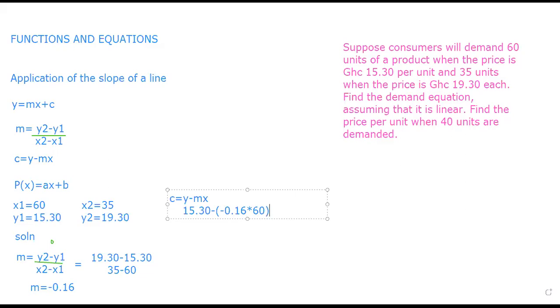So what do we get for C? 24.9. You check, it is negative, negative. Yes, minus, so minus becomes positive. So what do you get? 24.9. Hey, why are you getting different answers? It's 24.9. Okay, thank you. So having found M and C, you can now develop your linear or the demand function.